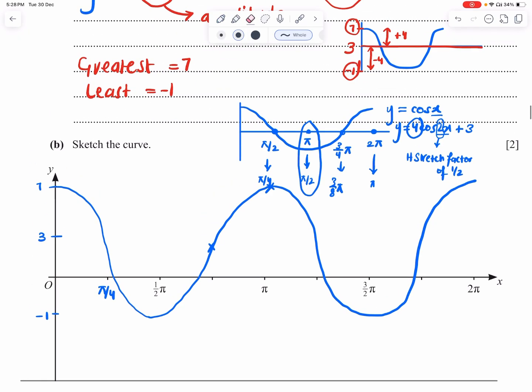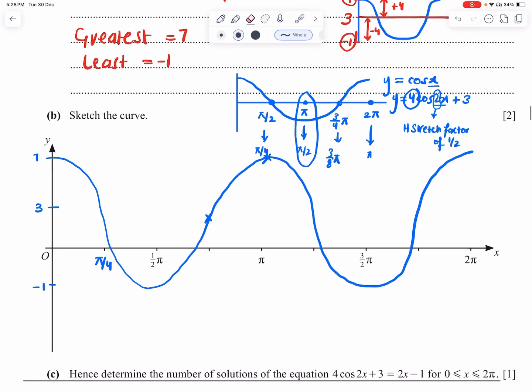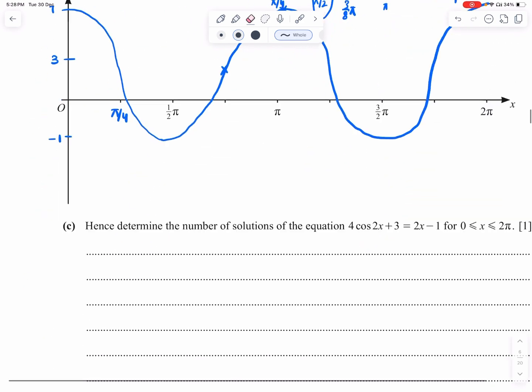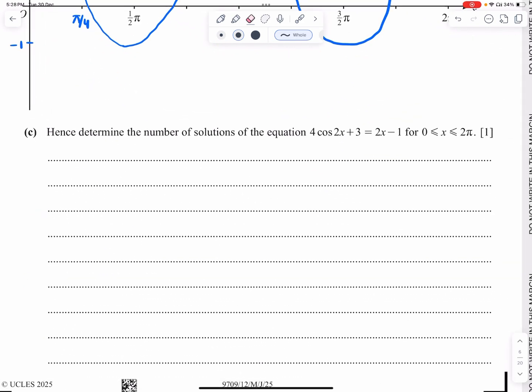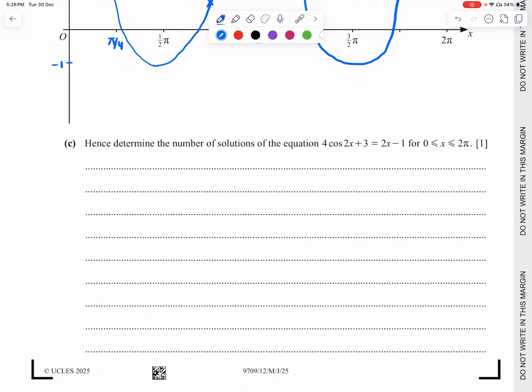I hope this graph makes sense to you. All right, moving on to the next question that says, hence determine the number of solutions of the equation 4 cos 2x plus 3 is equal to 2x minus 1 for the given domain. So you are basically going to be plotting this line on this graph and figuring out the number of solutions that it has. So y over here is equal to 2x minus 1.